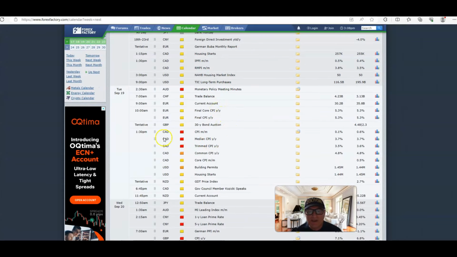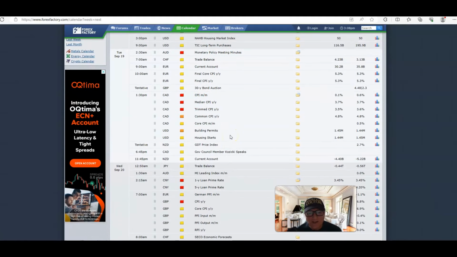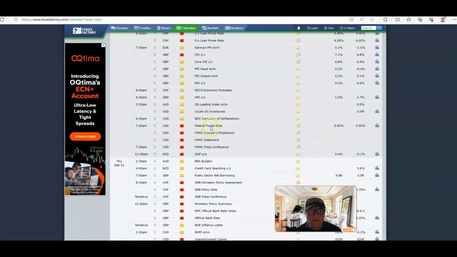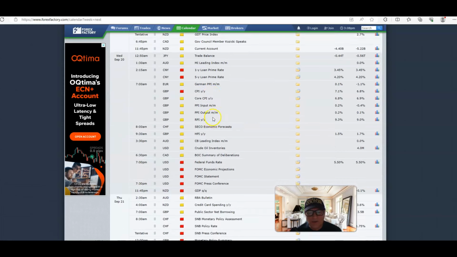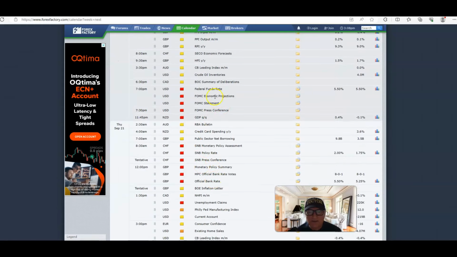Tuesday, we've got Canadian CPI. Look out for that if you're holding any Canadian dollars. Then Wednesday, we've got the interest rate decision out of the US. Really big day there, so that's probably going to have a high impact on dollars, of course.